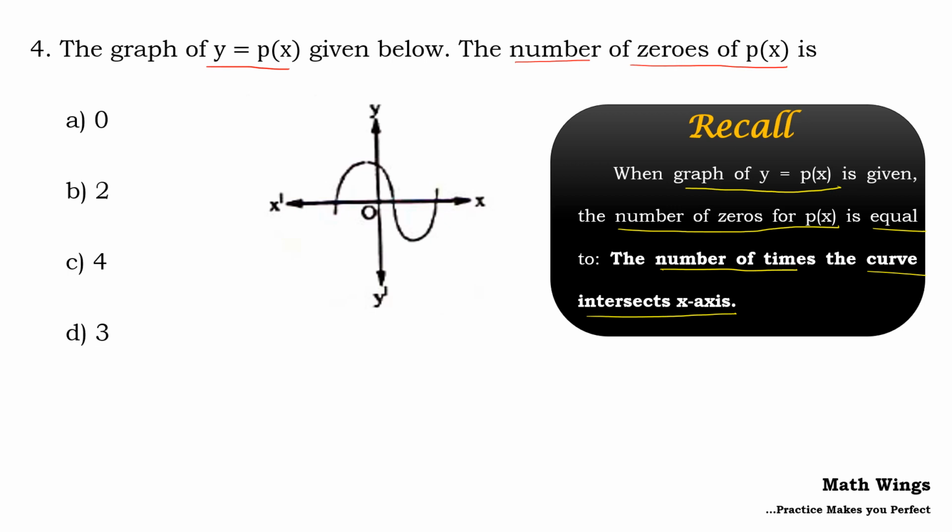If you observe here, here is the first point, here is the second point, here is the third point. So the curve is intersecting the x-axis at 3 points. It doesn't matter whether it is on the positive side or the negative side. Therefore, the curve is intersecting the x-axis 3 times and the answer is option D over here. Let us move on to the next question.